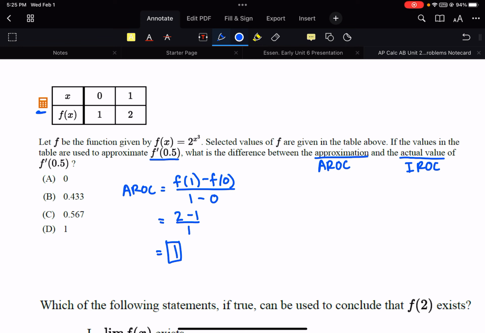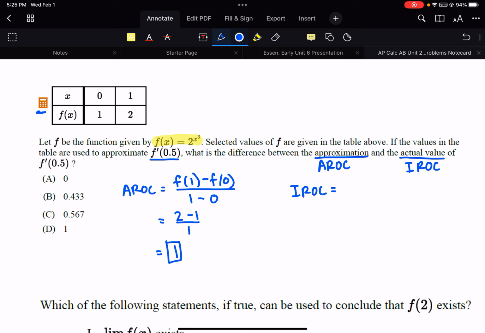Now, it might be tempting to circle that as your final answer, but it's not your final answer. That's just the average rate of change. Now I need to find the instantaneous rate of change. So I need to actually take the derivative of my function, f of x. Now you guys probably and hopefully could do that by hand, but the chances of us making a mistake or just spending too long on it are too high. So let's use our calculator.